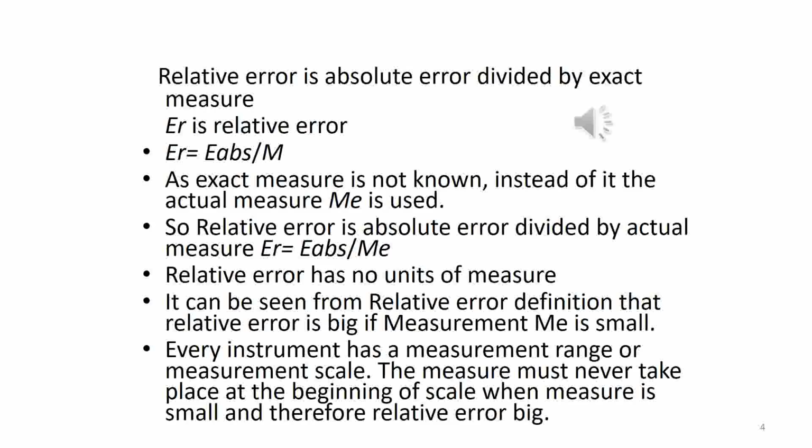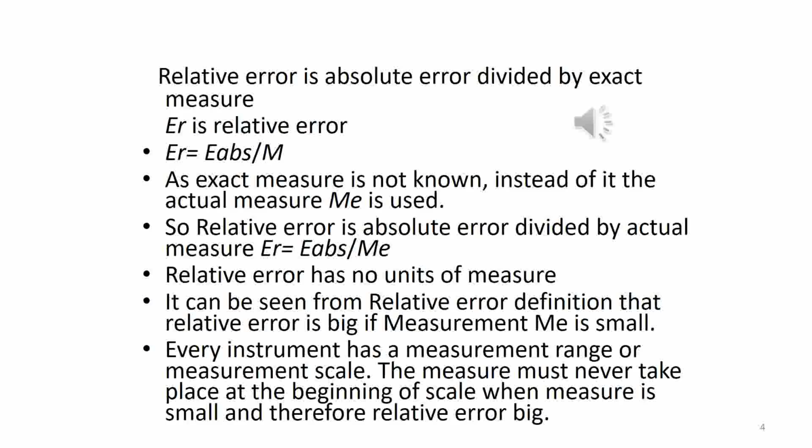Relative error is absolute error divided by exact measure. ER is relative error. ER equals E abs divided by M. As the exact measure is not known, instead of it the actual measure ME is used. So relative error is absolute error divided by actual measure. ER equals E abs divided by ME. Relative error has no units of measure.